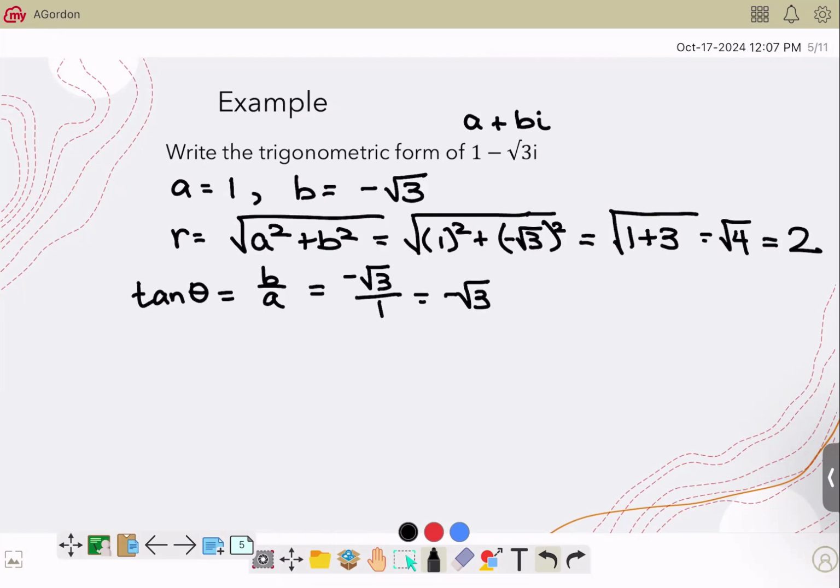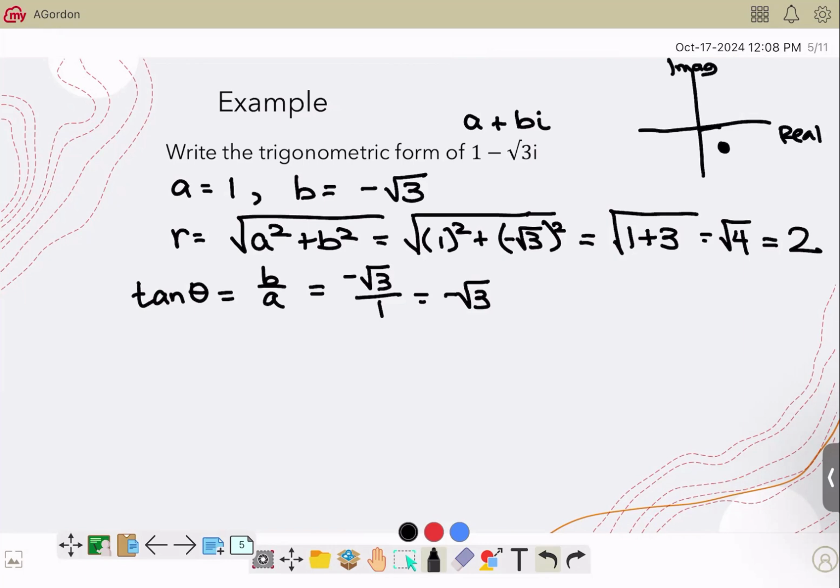Maybe check on my unit circle, see where sine divided by cosine would give me negative square root of 3. Another thing that helps me when I'm trying to find theta is to just roughly sketch a plot of this complex number on my real and imaginary axis, just to see what quadrant it would fall into, and that'll help me see where theta should be. So if my real part is 1, I'm going to be coming over to the right, positive 1, and then I've got a negative square root of 3 for my imaginary part, so that's going to put me down here in the 4th quadrant. So theta should be some angle that lands in the 4th quadrant.